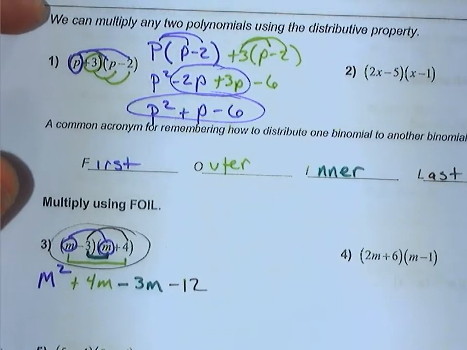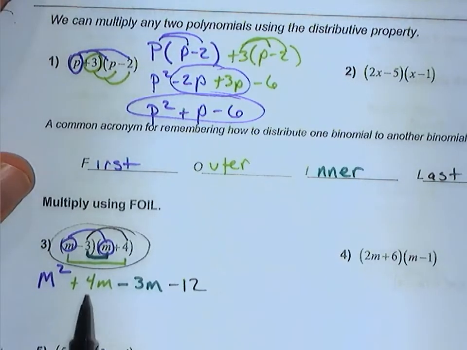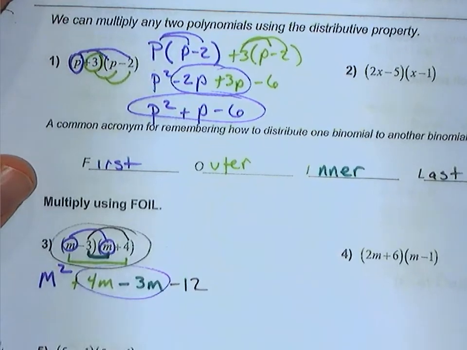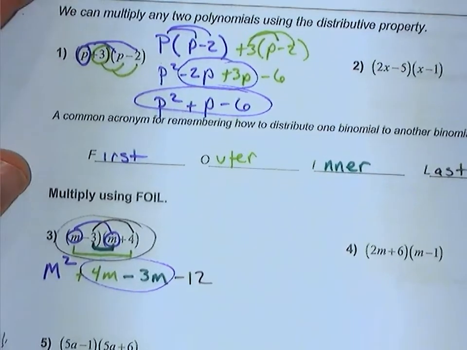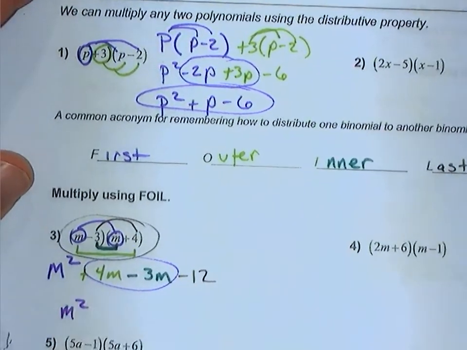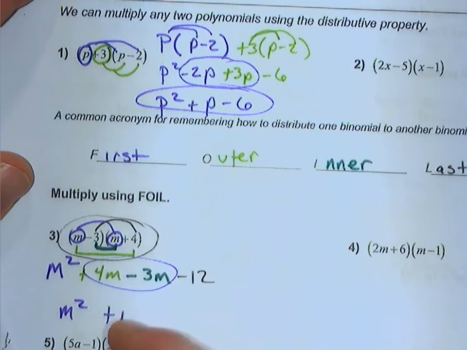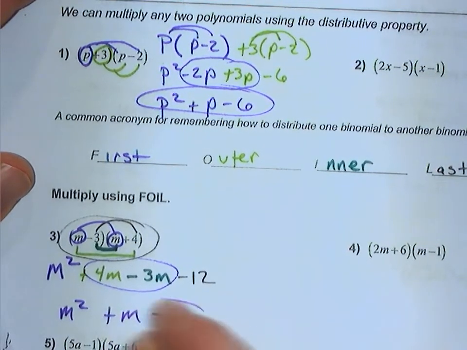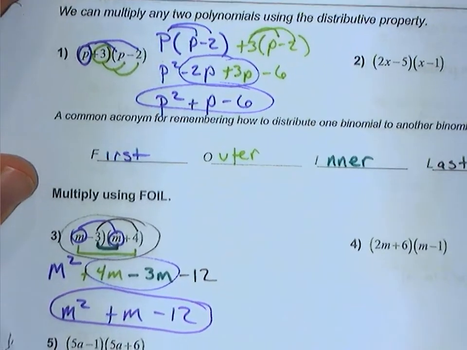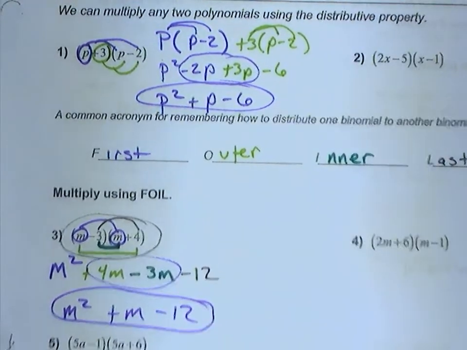FOIL. First, outers, inners, last. This is my first term, outers, inners, last. And then I simplify. Usually the outers and inners simplify. You can put those together. So my final answer, m squared is my first term. What's 4m minus 3m? 1m, so just write m, and then minus 12. So final answer, m squared plus m minus 12.